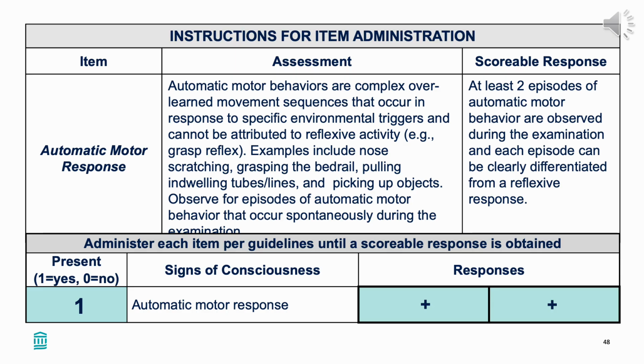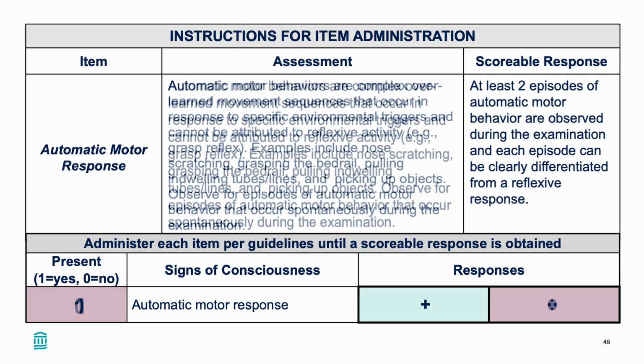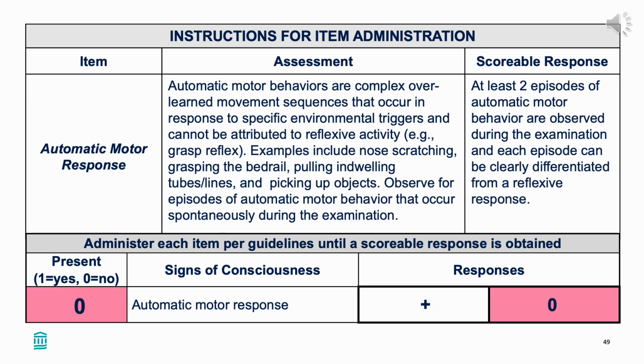Note that this item can also be credited if the patient demonstrates 2 distinct episodes of the same automatic motor behavior. As the presence of automatic motor behavior is a core sign of consciousness, the examiner can discontinue the assessment. However, if the patient does not demonstrate at least 2 discernible automatic behaviors during the examination, then the examiner should mark the box and column with a 0 and continue the assessment.